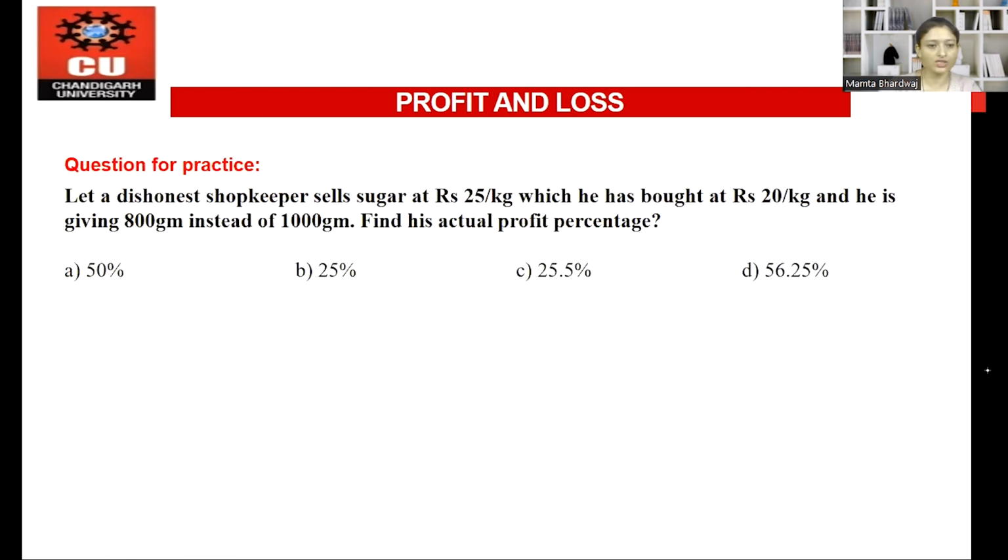Now we will do this question. A dishonest shopkeeper sells sugar at rupees 25 per kg, which he has bought at rupees 20 per kg, and he is giving 800 grams instead of 1000 grams. Find his actual profit percent. First of all, he is making profit on money, right? He is selling sugar per kg at rupees 25, which he has bought for rupees 20 per kg. So profit is equal to 5 per kg.